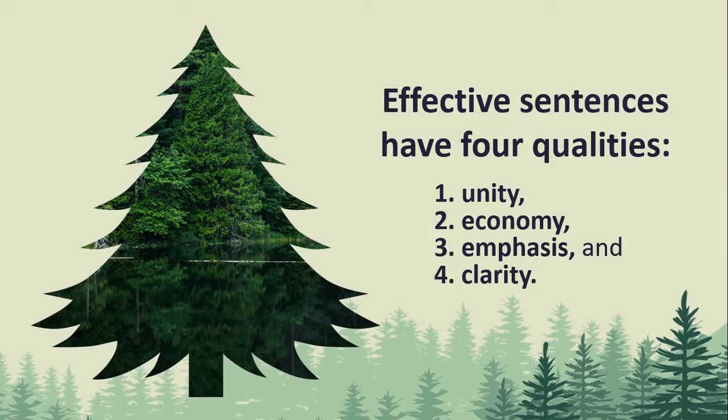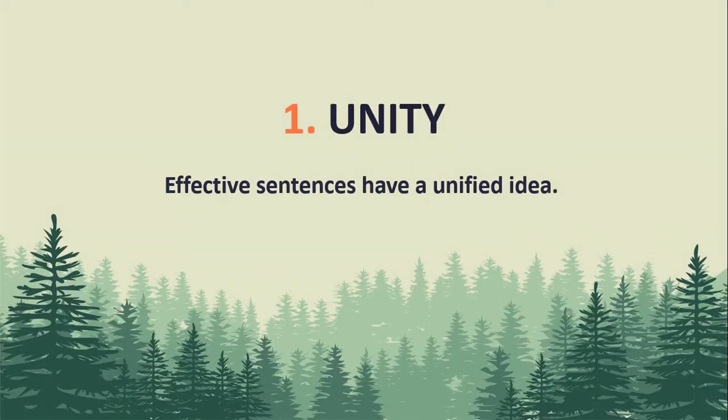So effective sentences in English have got 4 qualities. These are the 4 qualities: unity, economy, emphasis, and clarity. Let's see them one by one. We start with unity.